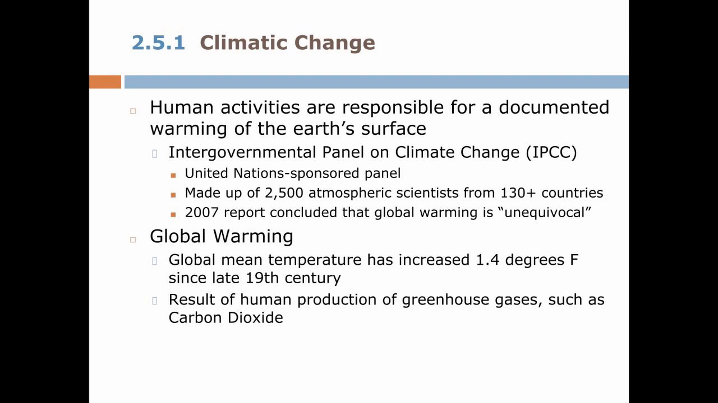Human activities are responsible for documented, I wish I could underline, documented warming of the Earth's surface. The IPCC, you may have heard that acronym before, Intergovernmental Panel on Climate Change, is a United Nations-sponsored panel made up of 2,500 atmospheric scientists from 130 countries. In 2007, they concluded a report that said global warming was unequivocal, meaning it's happening. That's in 2007. You are still actively having this conversation at the recording of this video in 2020.